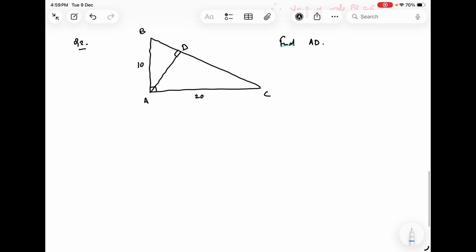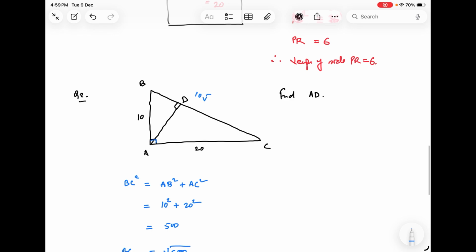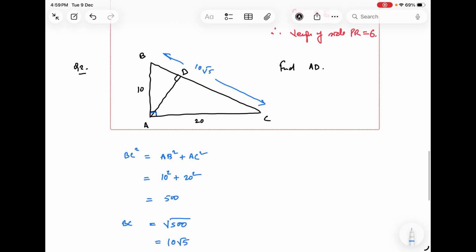See, first of all, I see that angle A is 90 degrees. So first of all, let us find BC. BC square is equal to AB square plus AC square. It gives me 10 square plus 20 square. So 100 plus 400 gives you 500. So BC is equal to root of 500, which is equal to 10 root 5, right? So BC is 10 root 5. Now I need to find AD.